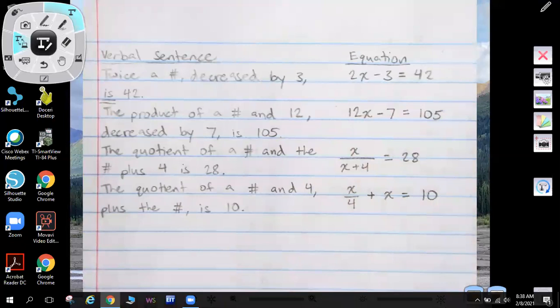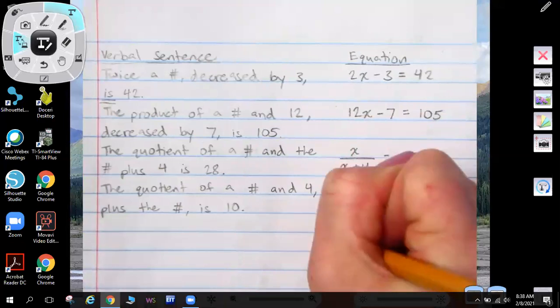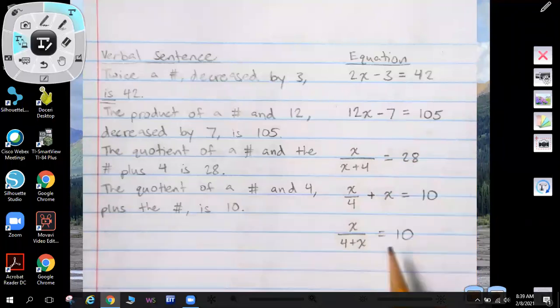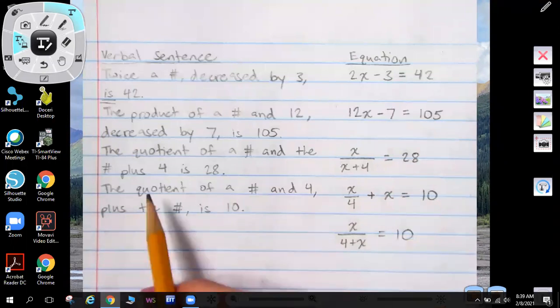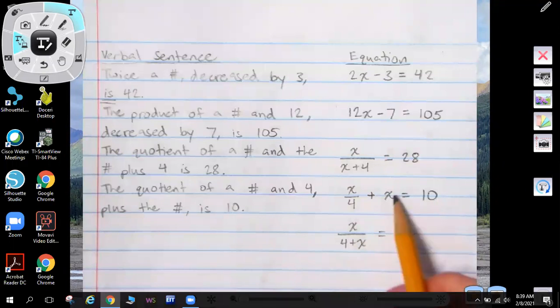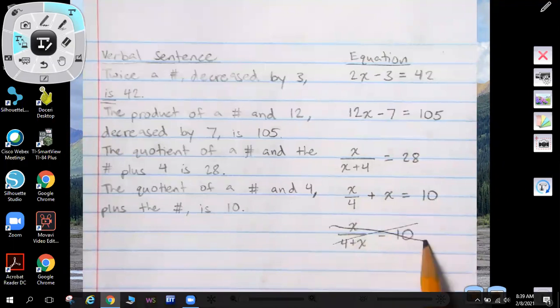So the commas are what makes the difference between this and this. This plus x does not go in the denominator with the 4 because it tells us the quotient is just between the number and 4. Then there's a comma. That means we're done with the quotient. We're adding 10 outside of the quotient. So this is incorrect.